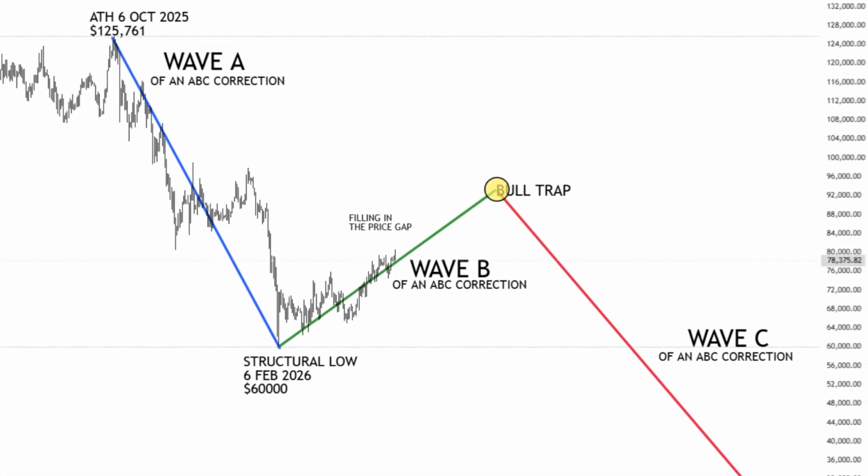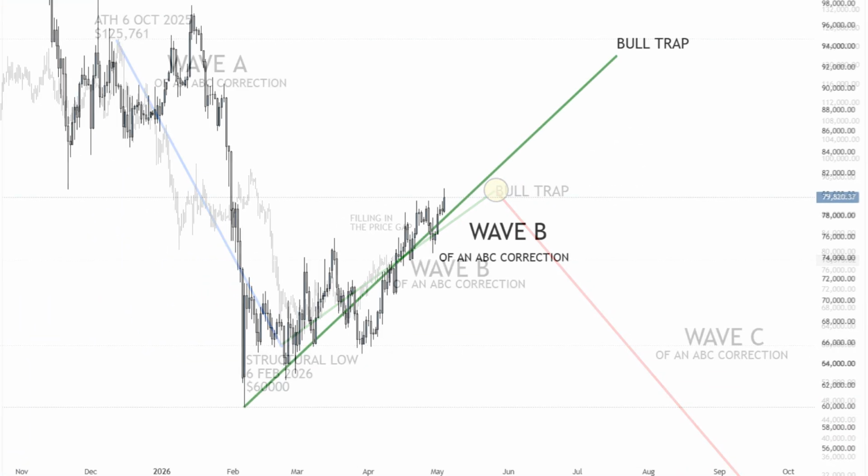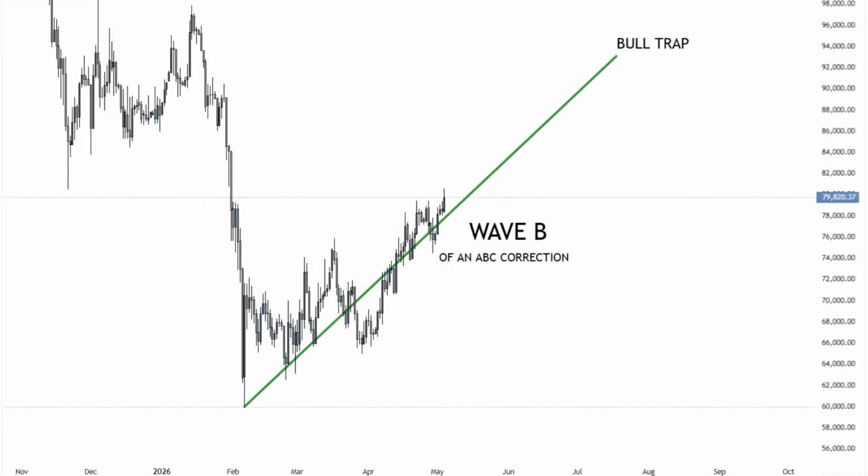Bitcoin is setting up for a 70% drop. We are not there yet, and price is expected to rally first, but that rally is the trap. And in this video, we are going to show you exactly how this plays out step by step, level by level, before it happens. A rally into the mid-90K region is wave B of an ABC correction.